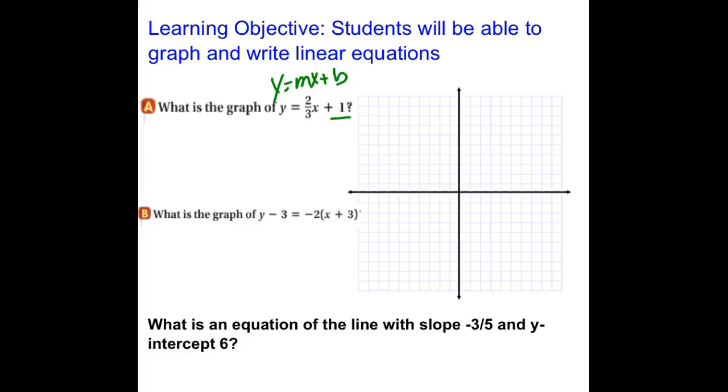This 1, that's your y-intercept. So you go to the y-axis, you find 1, you put a dot. Pretty easy. Slope's positive, so that means it's your rise over your run. We're going to go up 2 over 3, so we go up 2, 1, 2, over 3, 1, 2, 3.